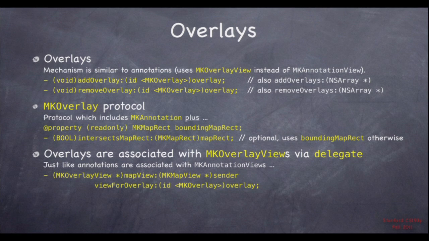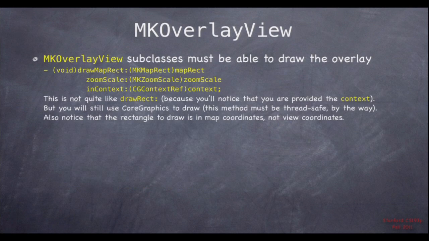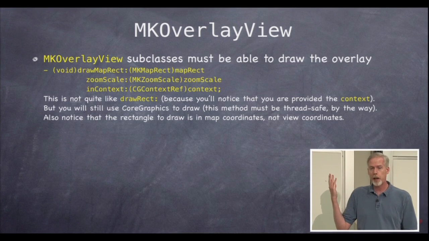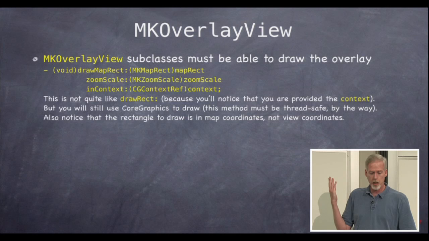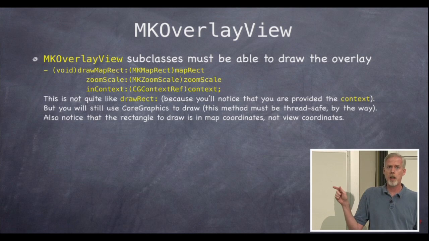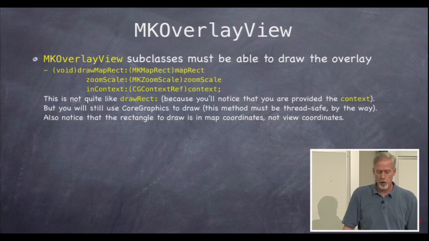And then there's also the same mechanism like cell for row at index path or view for annotation, where it's going to say, oh, here's an overlay, give me an MKOverlayView. And now an MKOverlayView is something that basically implements a draw rect-like thing. It's not called draw rect, it's draw map rect with zoom scale in context. So notice you're getting the drawing context here. So it's different than draw rect in that you don't call UIGraphicsGetCurrentContext. It gives you the context, and then you do your Core Graphics drawing.